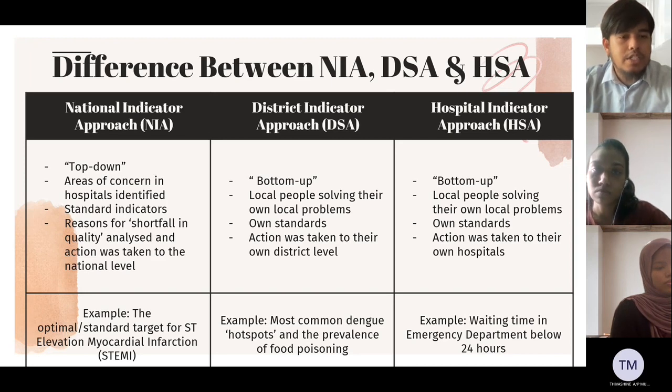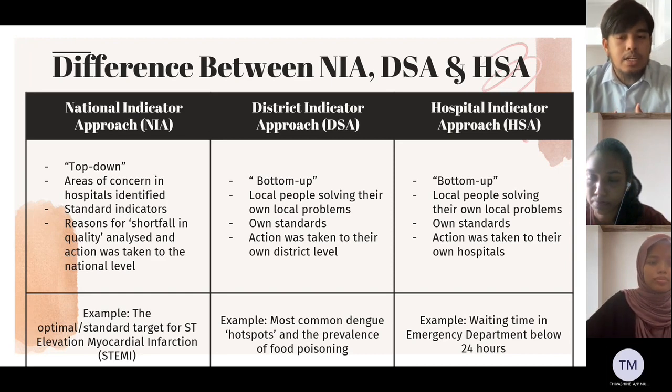And then for the district example is the most common dengue hotspots and the prevalence of food poisoning. And the last one is for the hospital indicated approach, or HSA, is they set the waiting time in the emergency department in their own hospital is below 24 hours. So they must achieve these goals or this target.